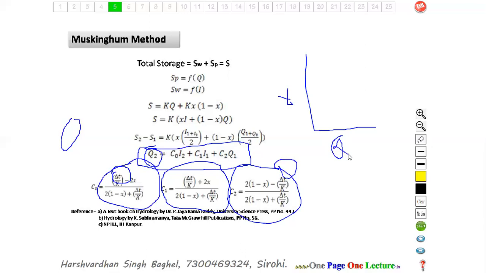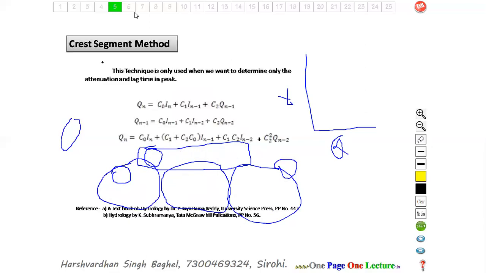However, there is a condition on this Muskingum method: it assumes that we have the values of the K and X parameters, which can be determined by using calibration. But the question arises when we don't have the values of the parameters, that is K and X, which we will discuss on our next slide. The second method is the trace segment method.